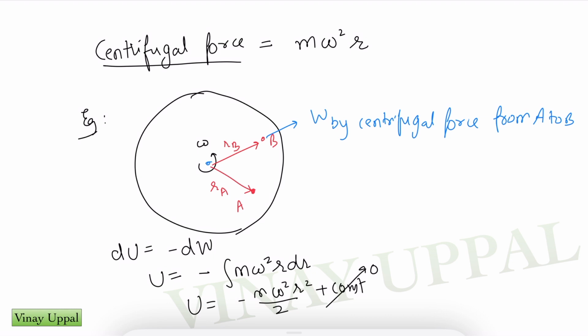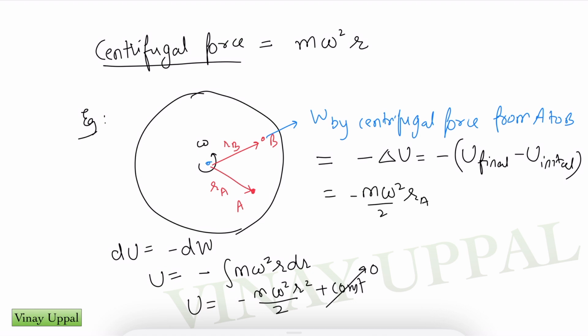So once I've defined the potential energy for the centrifugal force, work done becomes very easy. This is nothing but the negative of the change in potential energy. So negative of final potential energy minus initial potential energy, so initial minus final. The initial potential energy is minus m omega square by 2 r a squared. And what is the final potential energy? Minus m omega square r b squared by 2. That is the final potential energy at point B. So very straightforward equation.